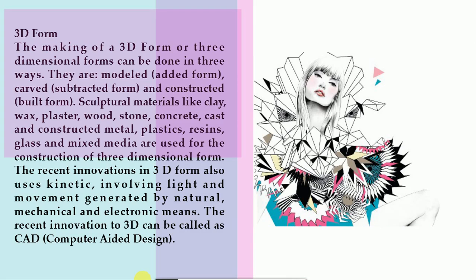(3D) form. The making of a 3D form or three-dimensional forms can be done in three ways. They are modeled, added form, carved, subtracted form, and constructed, built form. Sculptural materials like clay, wax, plaster, wood, stone, concrete, cast and constructed metal, plastics, resins, glass and mixed media are used for the construction of three-dimensional form.